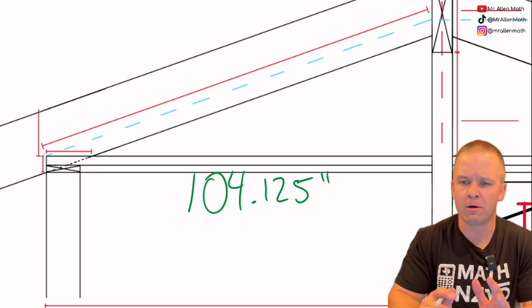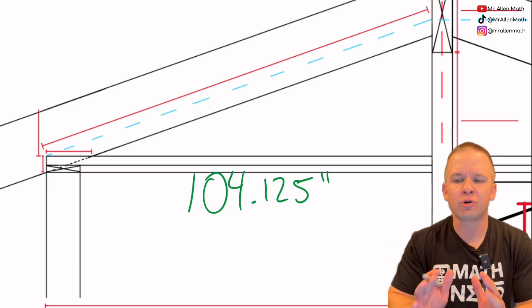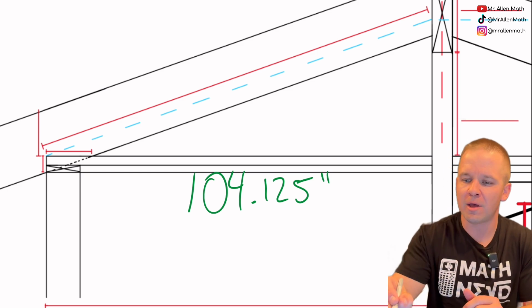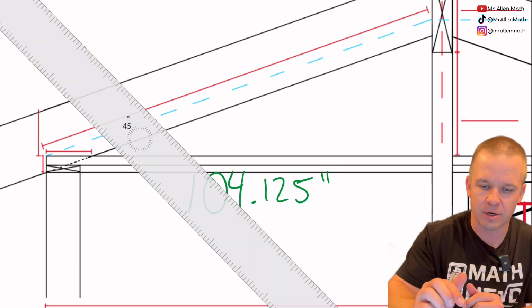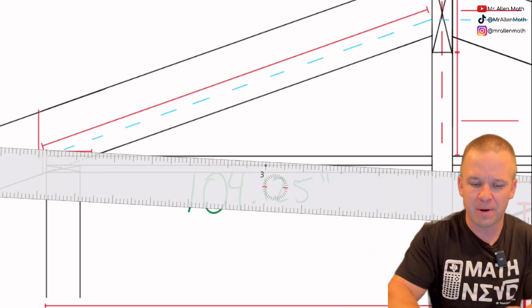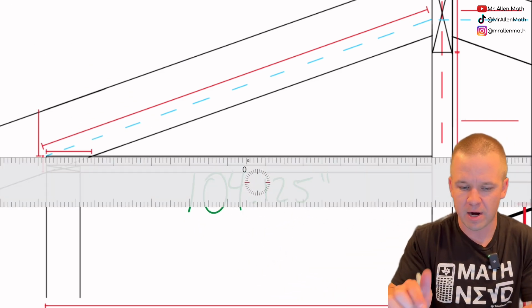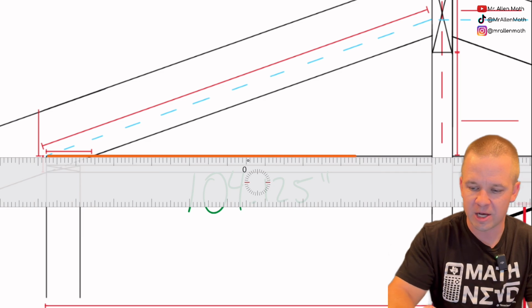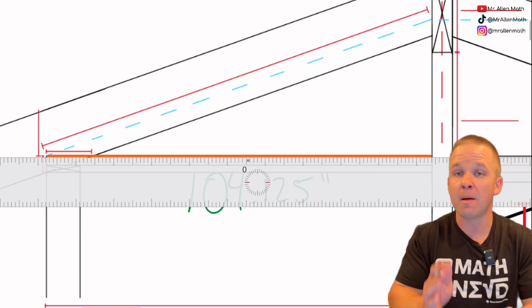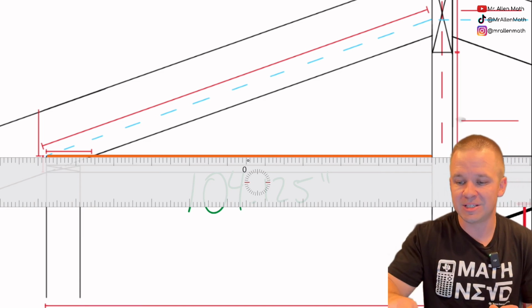And I want to figure out my height. If you're having trouble figuring out what triangle I'm working with, let me outline it right now. I'm going to do so in orange so it really pops. I've got this run right here, which goes right to the edge of my wall, right next to my post that my ridge sits on.